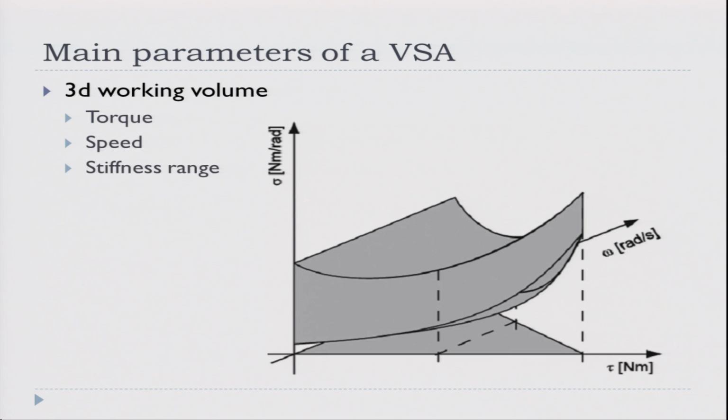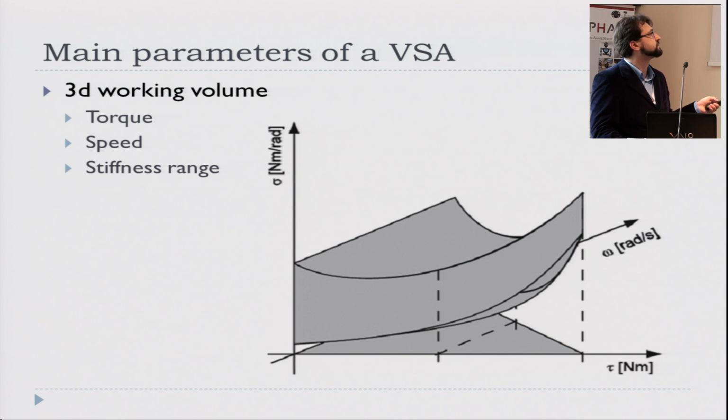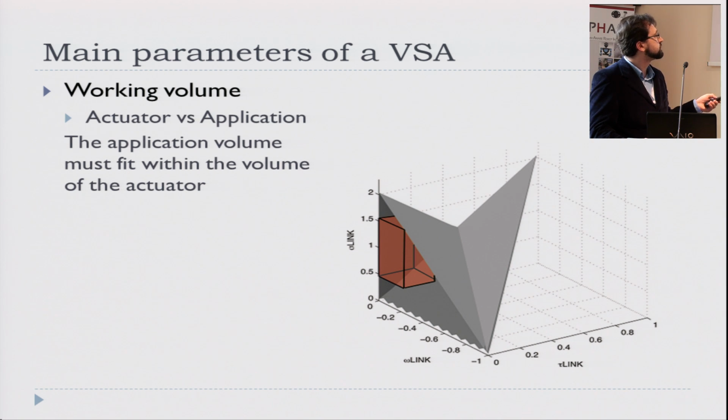And what's real is that this is not as simple as I told you, but this is a three-dimensional working volume. I mean, speed, torque, and stiffness range are conjoined together in some complex shape that you have to account for. So when you want to characterize your application, you have an application working volume, which is defined in terms of speed, torque, and stiffness range, and you have to fit this inside the volume of the actuator. This is essentially the base decision that you have to make when you want to choose one variable stiffness actuator or another.